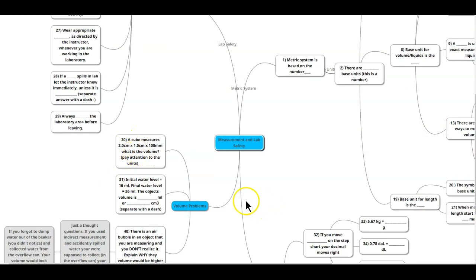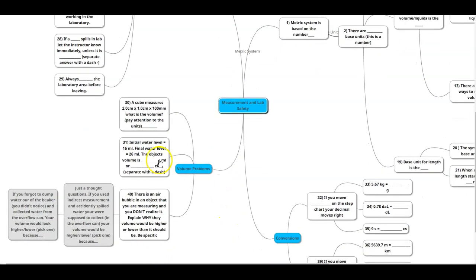Number 30. A cube measures 2 centimeters by 2 centimeters by 100 millimeters. Do not just straight multiply. You got to go 2 times 1, and this needs to get converted over to centimeters. If you use your step chart, this moves over 1 to the left, so that's 10 centimeters. So it's 2 times 1 is 2 times 10 centimeters is 20 centimeters cubed. So 20 cm to the 3rd power. You could also write it as 20 mLs.